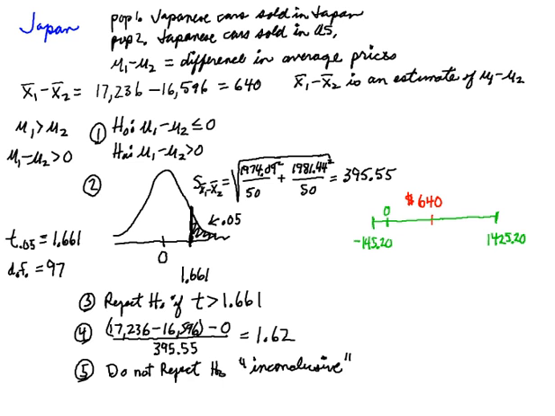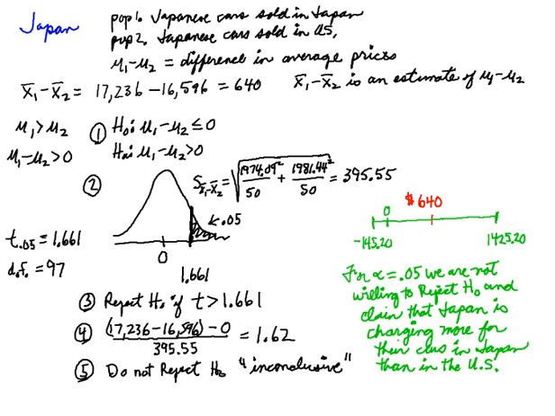Our conclusion then to the problem would be, for alpha equal to 0.05, we are not willing to reject h sub 0 and claim that Japan is charging more for their cars in Japan than in the United States.